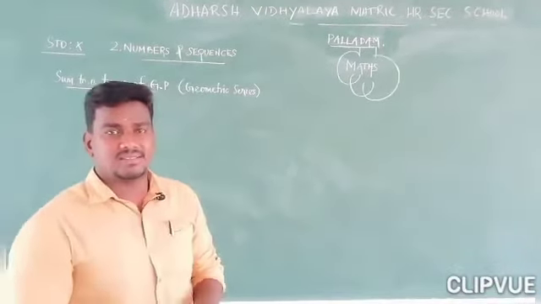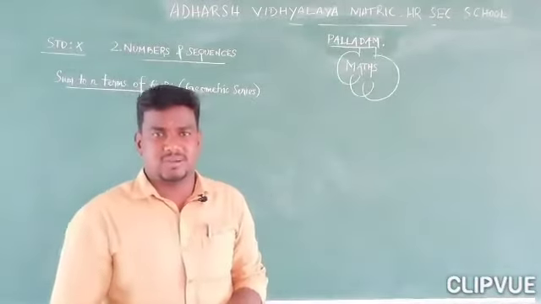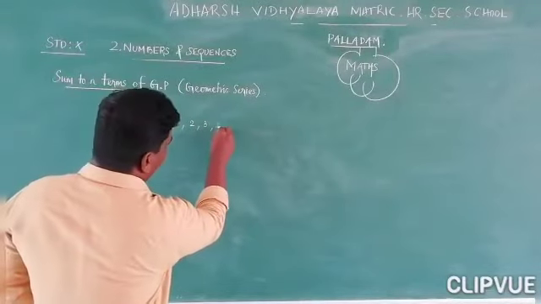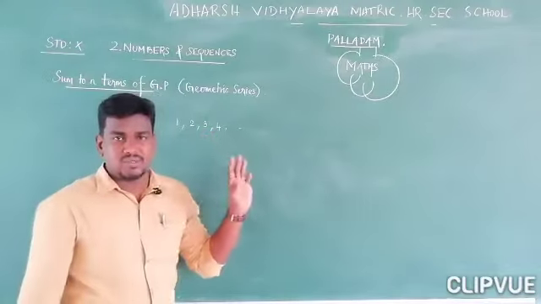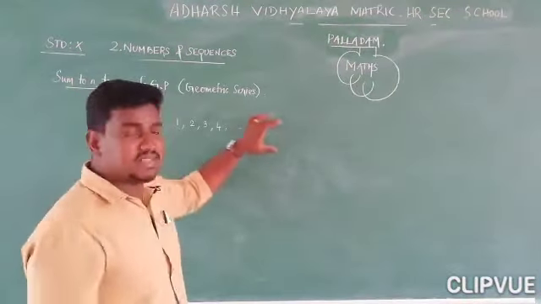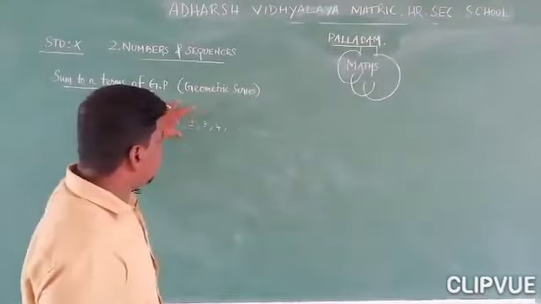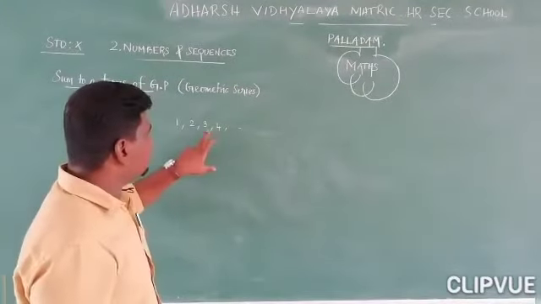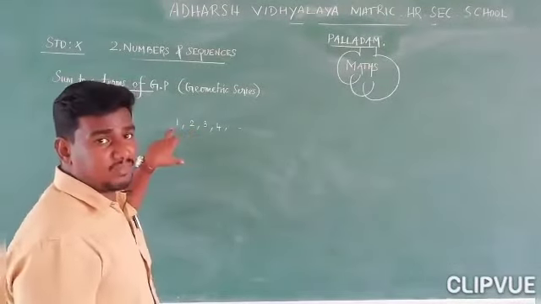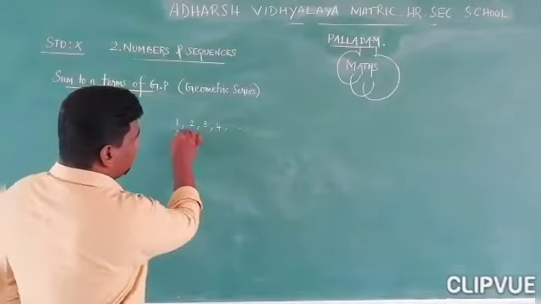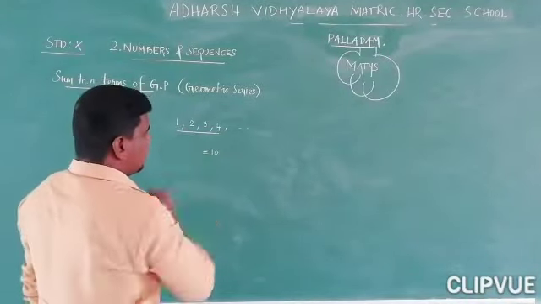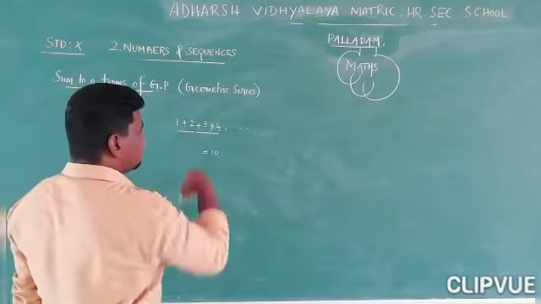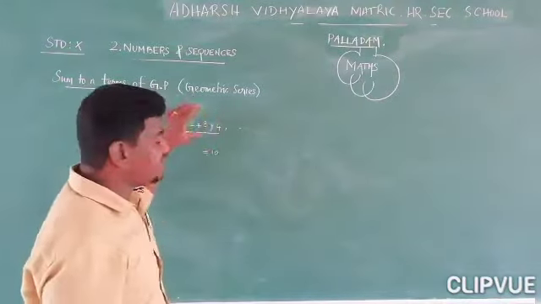Already you know about the series. Series means the sum of the sequence. For example, 1, 2, 3, 4 and so on is a sequence. If we want to know the sum of these four terms: 4 plus 3 is 7, 7 plus 2 is 9, 9 plus 1 is 10. So the sum of 4 terms is equal to 10. It can be rewritten in the form 1 plus 2 plus 3 plus 4. It is called a series.